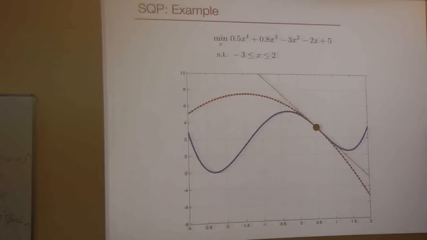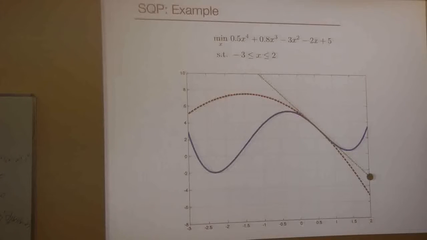Where is the optimum? Minimize the green function subject to x being between minus 3 and 2. Where is the optimum? Minimize the green function. Go along the green function as much as you can until the constraints stop you. So the optimum is at 2. That's where this green function achieves its minimum. Okay? And that's the new point for the approximation.